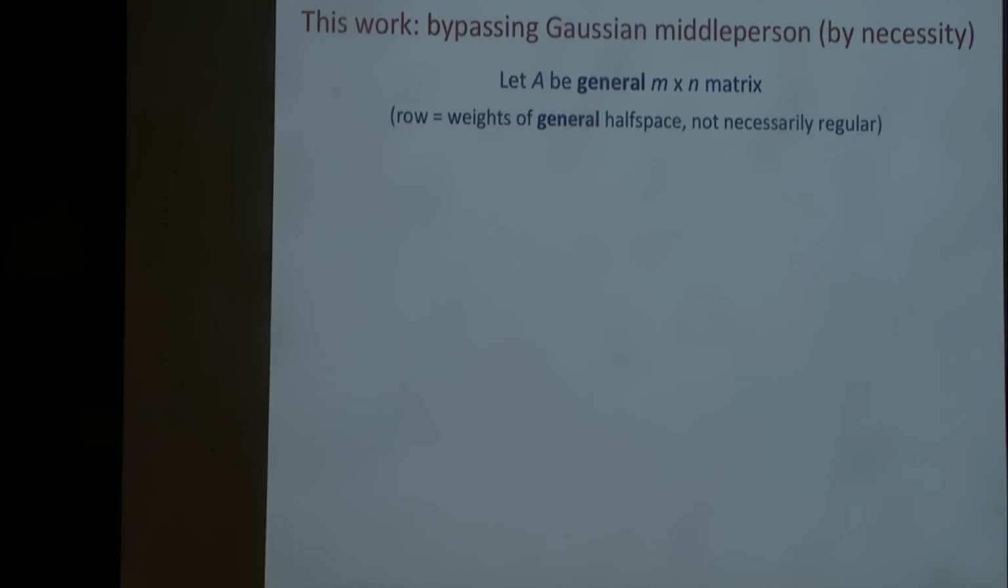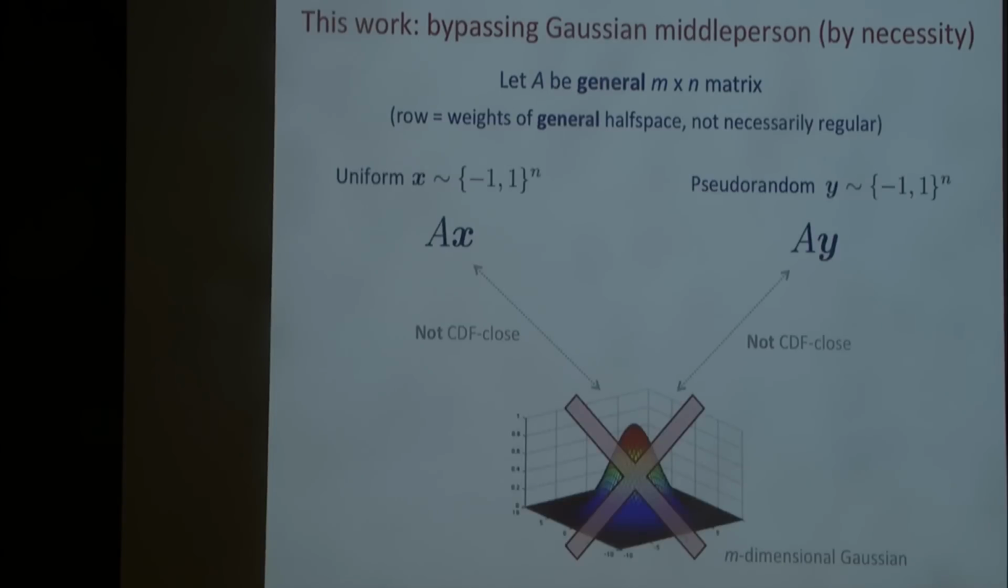So in this work we have to bypass regularity, not because we're trying to be clever or trying to save on seed lengths, but by necessity. Here's an equivalent statement of our result. Maybe it doesn't mention half spaces at all. Let A be your favorite n by n matrix. The weights do not have to be spread out at all. The first row can be 1, 0, 0, 0, 0, 0, 0. So you think of every row as encoding the weights of a general half space, not necessarily regular.